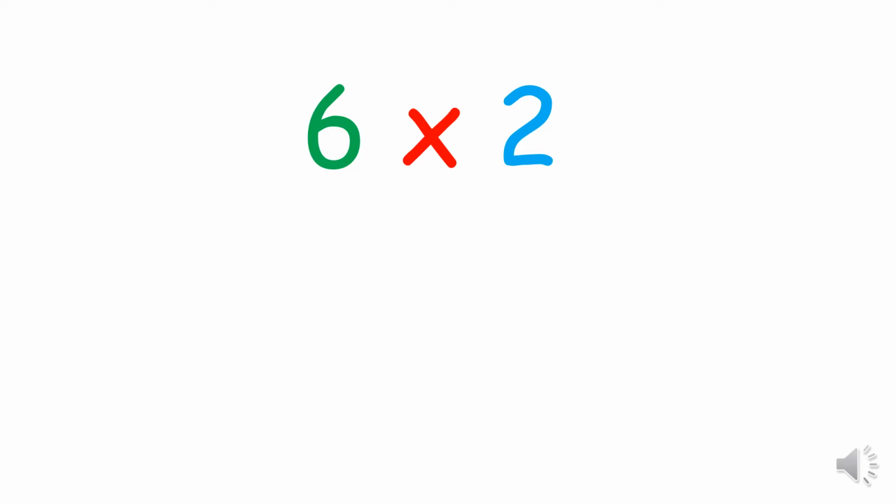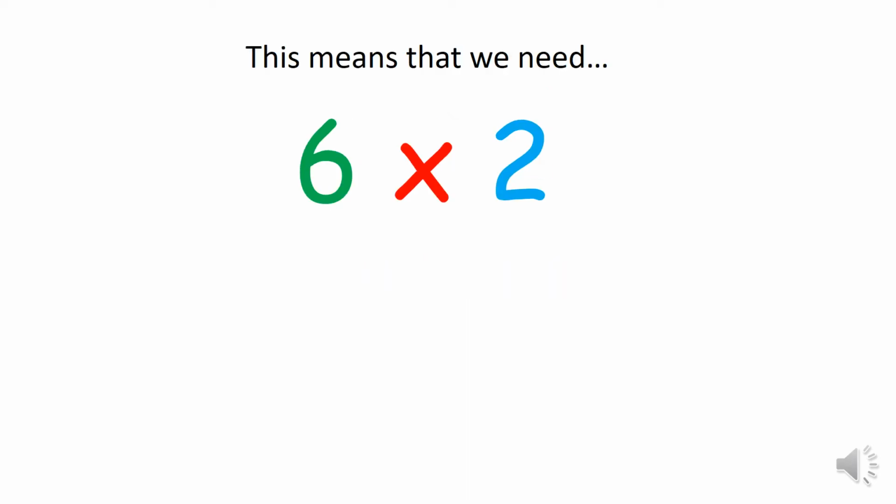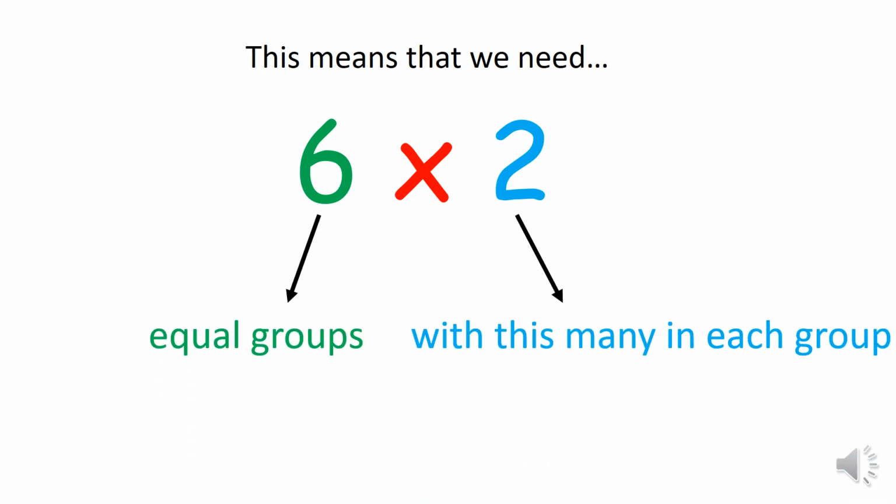Now, Year 2, I need your help to work out this number expression here. I've got 6 times 2. We need to work out the answer. Remember, the times sign tells us we're making equal groups of. This means that we need 6 equal groups with 2 in each group. 6 equal groups of 2.